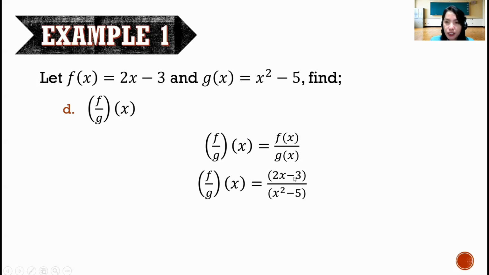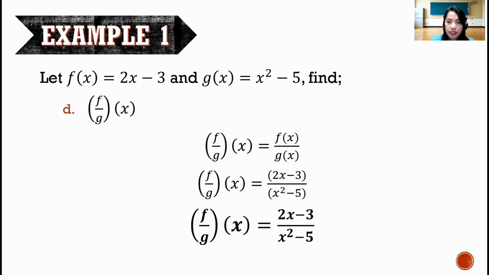So you have to evaluate or substitute given the values of the functions. F of x in the dividend, we have here 2x minus 3. Again, enclose that using a parenthesis. And we have here g of x, the value of that is x squared minus 5. Enclosed using a parenthesis. And then remove the parenthesis. That would be 2x minus 3 all over x squared minus 5.